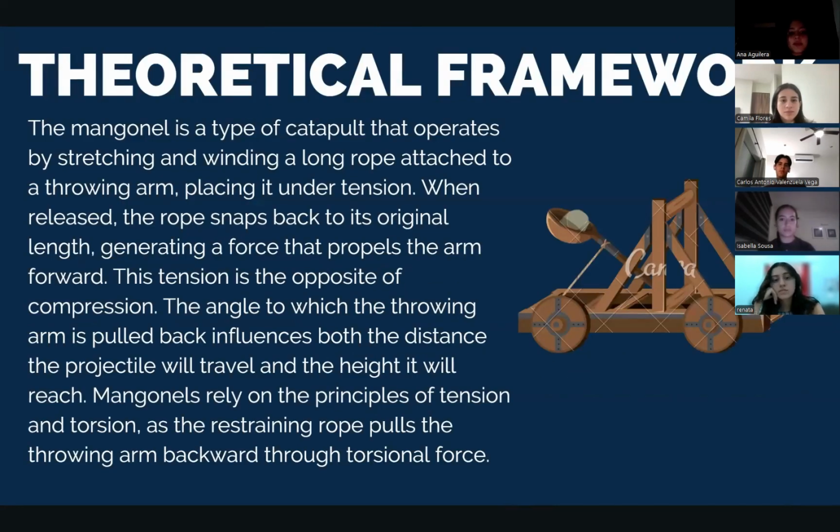The Mangano is a type of catapult that uses tension and torsion to launch projectiles. A long rope is attached to the throwing arm and is stretched and wound, which stores tension. When released, the rope snaps back, propelling the arm forward. The angle of the arm affects the distance and height of the projectile. Torsional force from the rope helps pull the arm backward, creating the necessary force for launching.